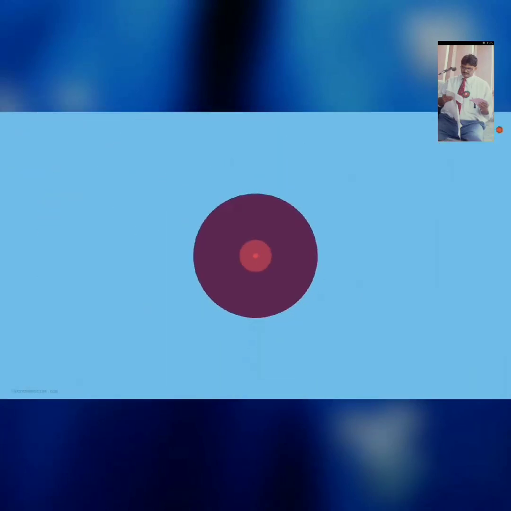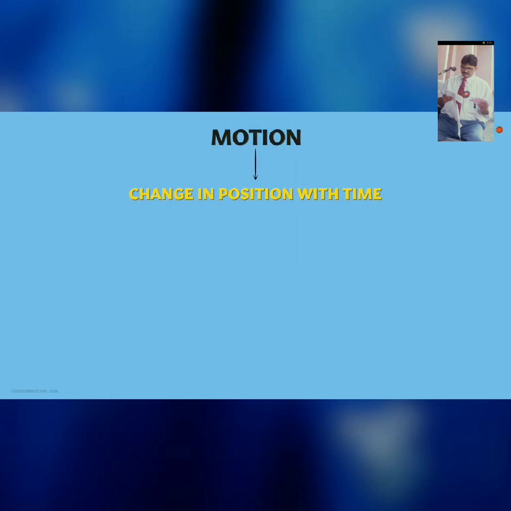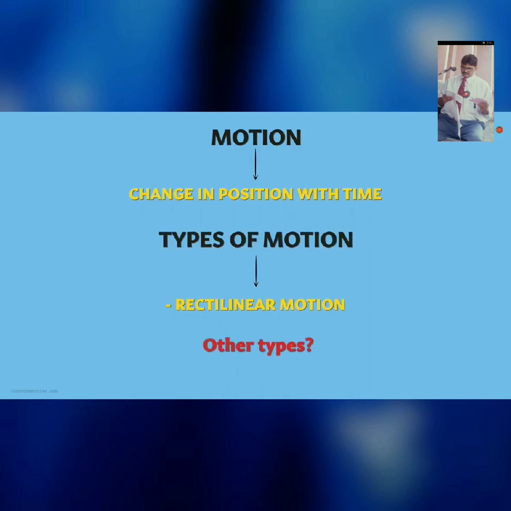In this video, we understood the definition of motion. We also discussed one of the types of motion called rectilinear motion. In the next video, we will see a few other types of motion.